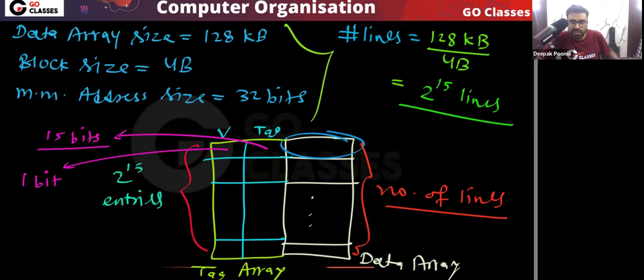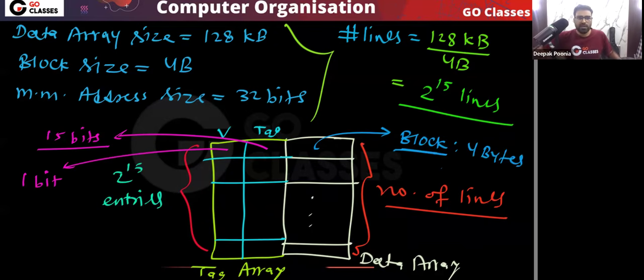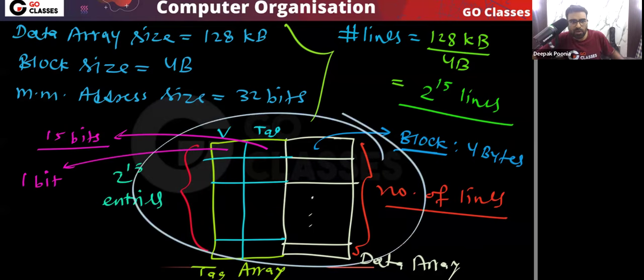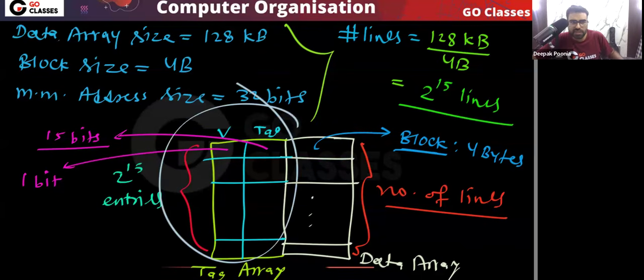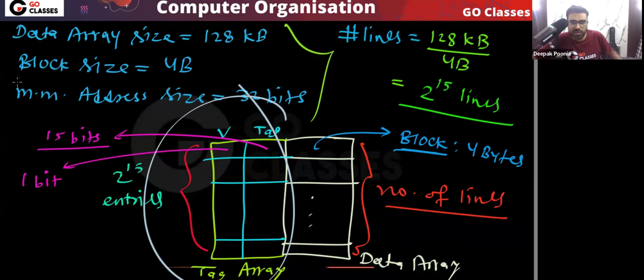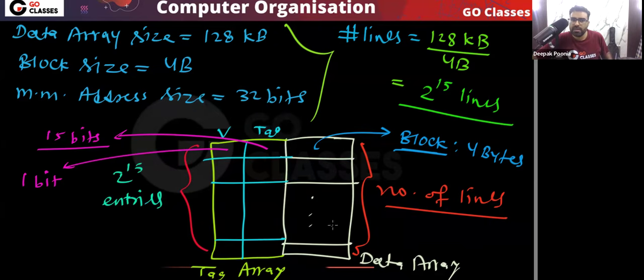Okay, and here what will you store? Here you will store the block. Yes or no? Here the memory block you will store. And what is the block size? That is equal to 4 bytes. So, a very simple point. You can notice that in total we have 2 power 15 lines, and in one line you need to store this block, 4 bytes, and associated with every line there is a tag stored and a valid bit stored in the tag directory. So this is the tag directory part, this is the data array part.